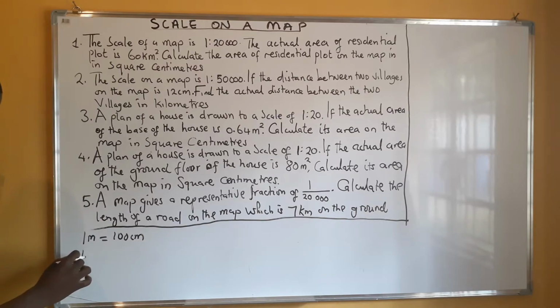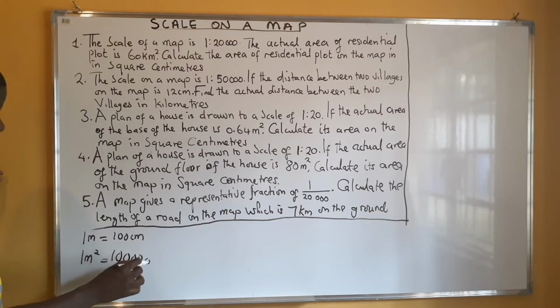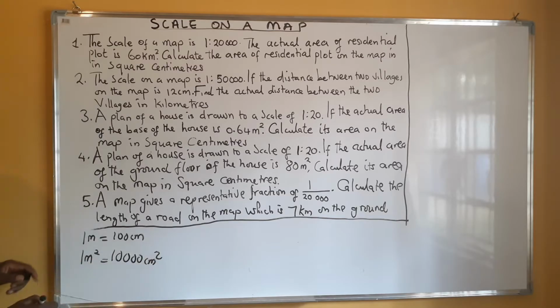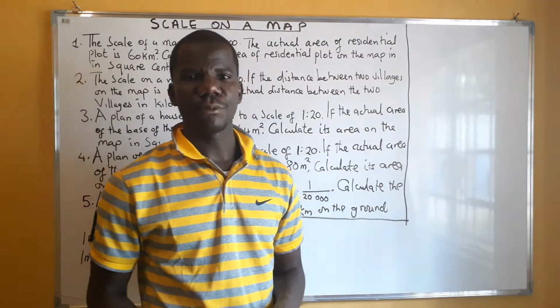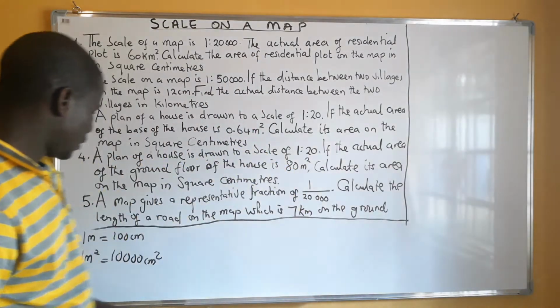Now, if we square 1 meter, it means we also have to square this side. To square it means we're going to multiply 100 by 100. So we're going to get 10,000. So 1 meter squared is equal to 10,000 square centimeters. Please pay attention to these things. These are things that we're going to find very helpful and useful in the subsequent calculations.